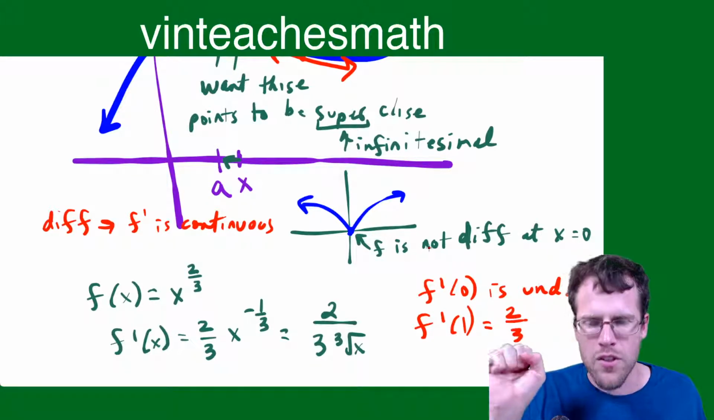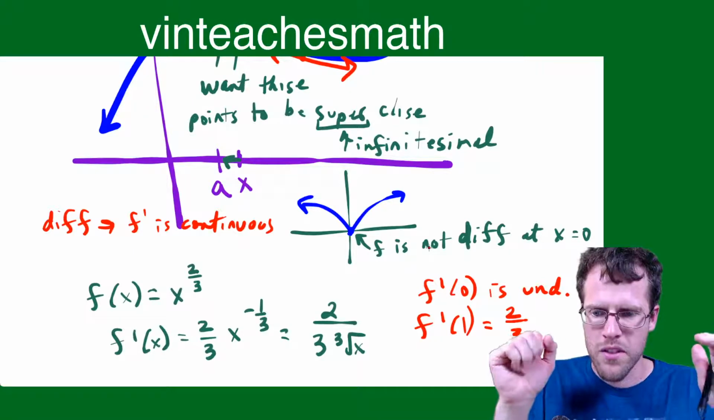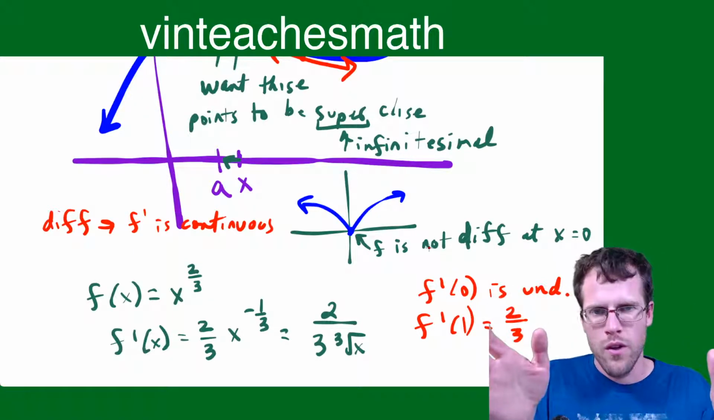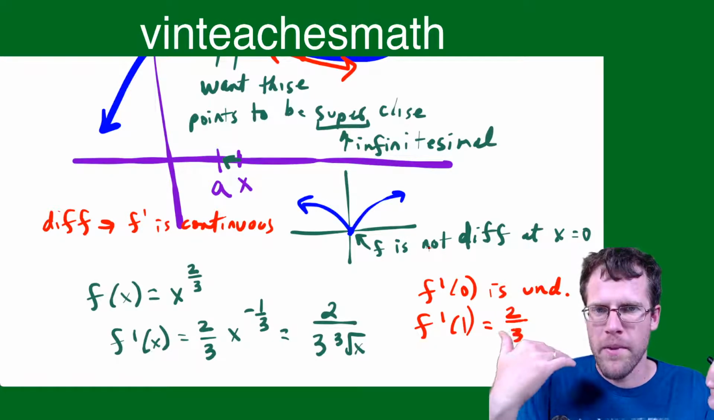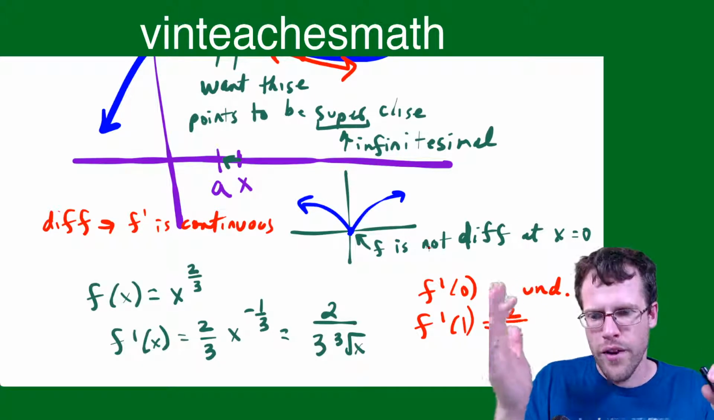It's a strange concept to get used to, but the derivative tells you the slope of f of x. f prime of x tells you the behavior of the slope of f.